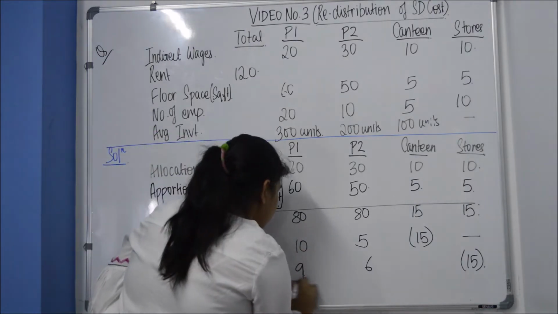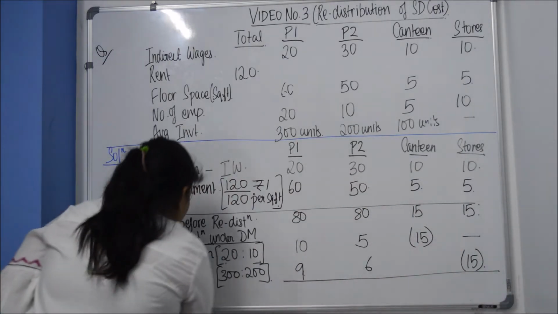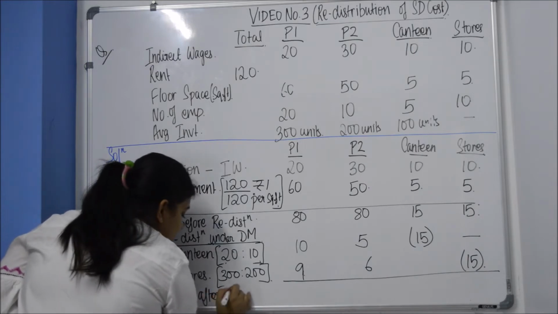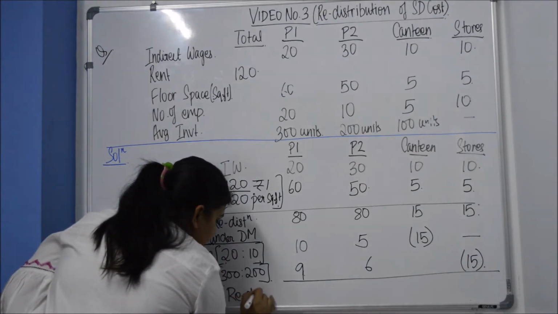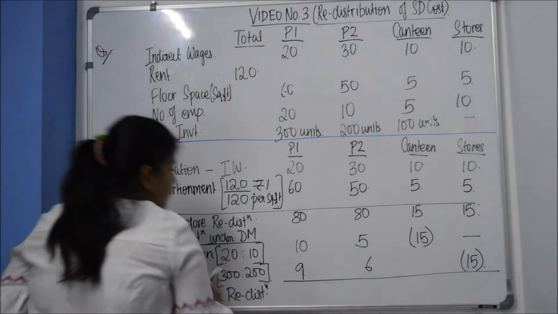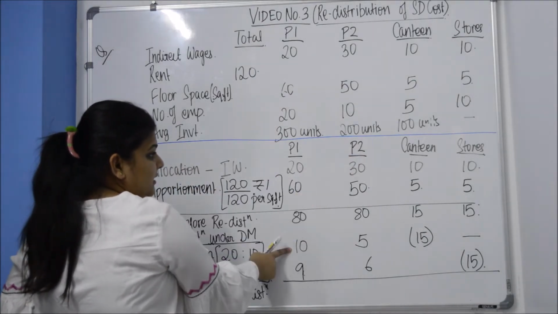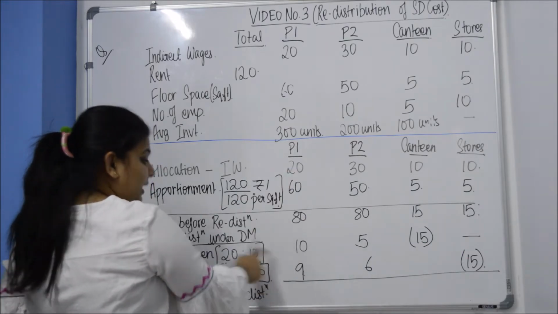So here we have the cost after redistribution, that would be 80, its own cost, plus canteen has given 10 rupees, stores have given 9 rupees.